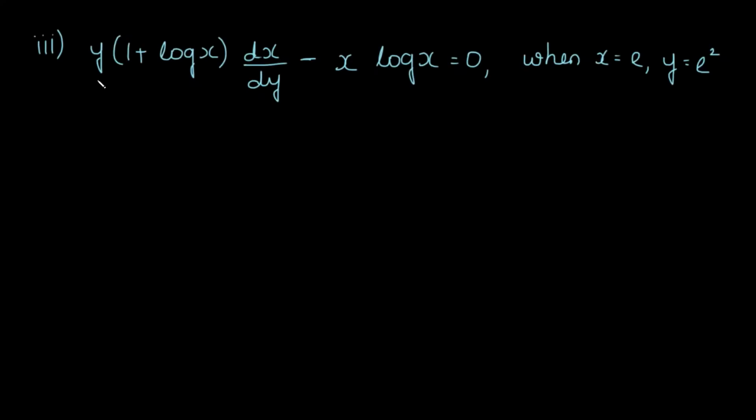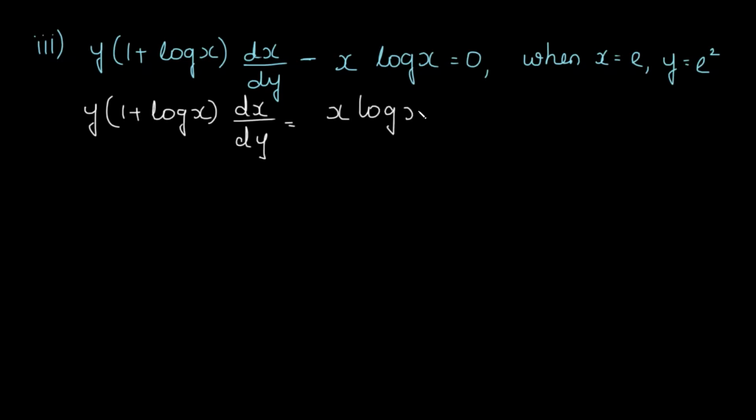The third question is y into 1 plus log x dx upon dy minus x log x is equal to 0, and we are supposed to find the solution for this differential equation when x is equal to e and y is equal to e square. So in the first step, let us just separate the terms over here. So we get y into 1 plus log x dx upon dy is equal to x log x.